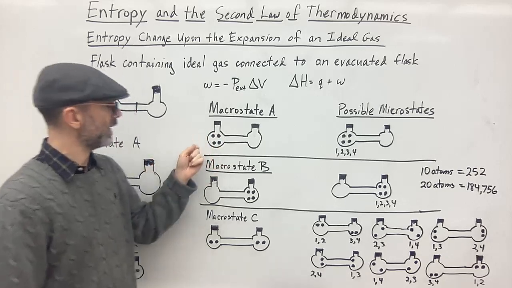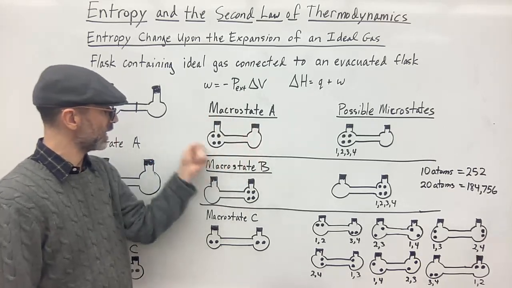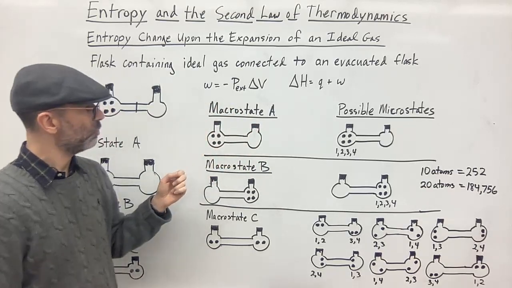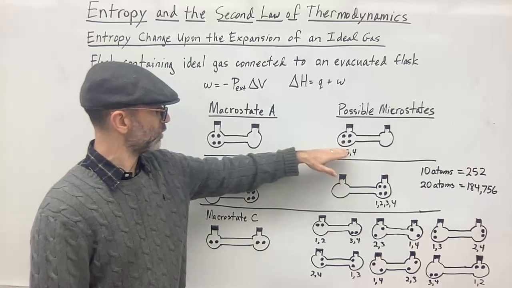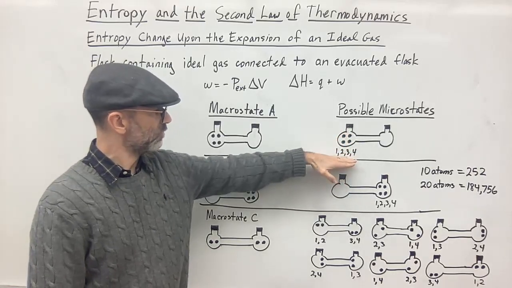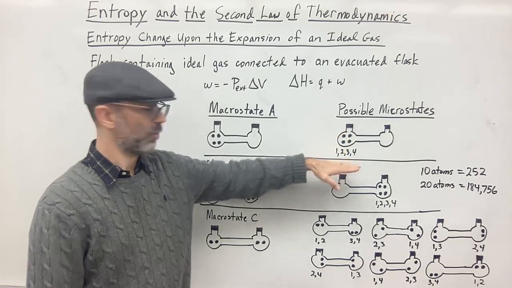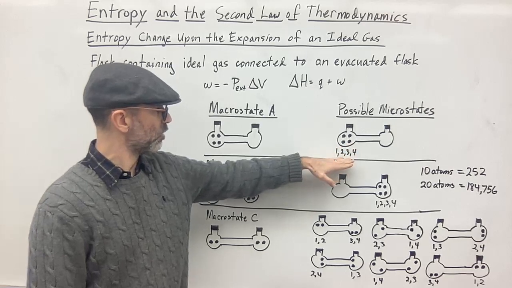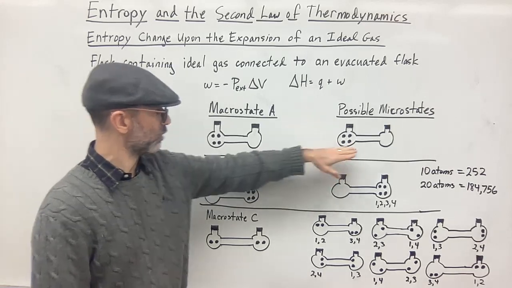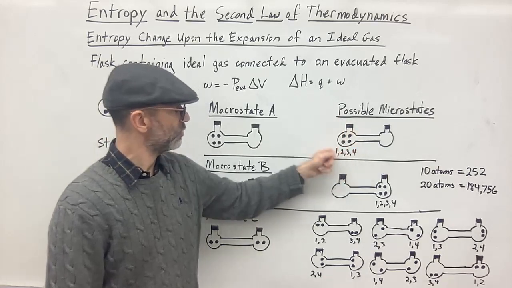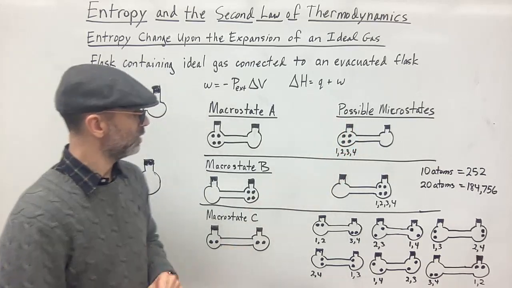And so when we're looking at microstate A, all the particles are on this side here, all 4. And so we can label these 1, 2, 3, 4. It doesn't matter which spot they're in, it's all going to be the same anyway. So we have 1, 2, 3, 4. And so here we only have one possible microstate since all 4 particles are on this side of the flask.